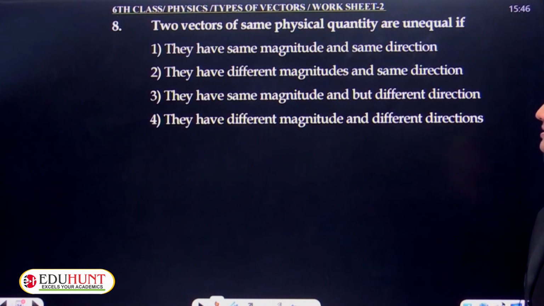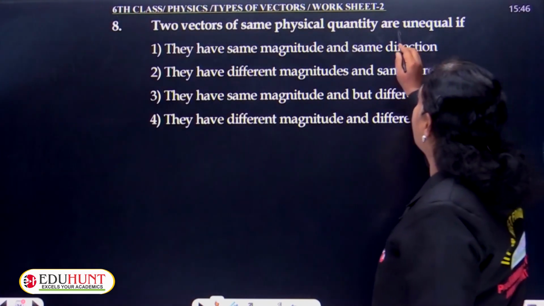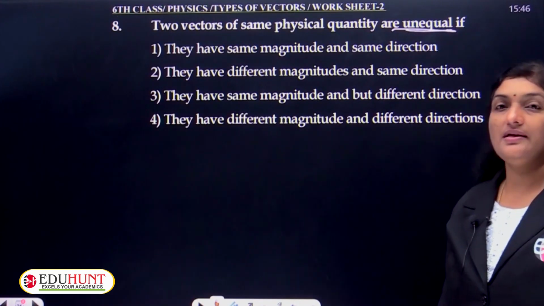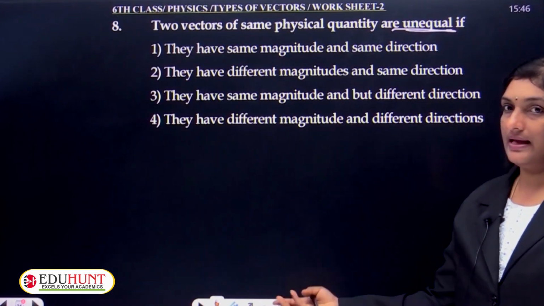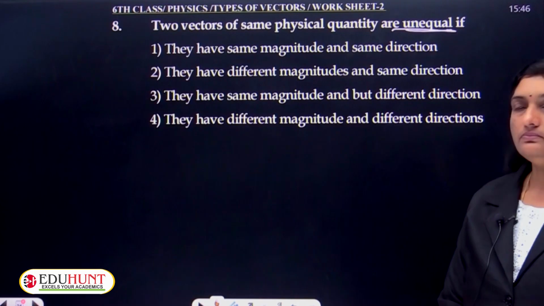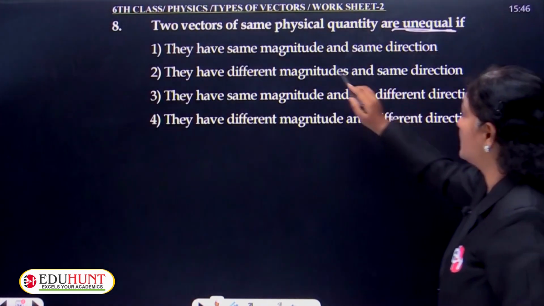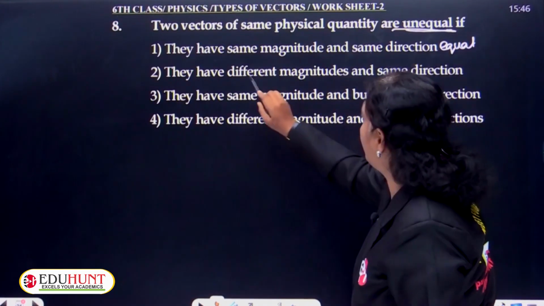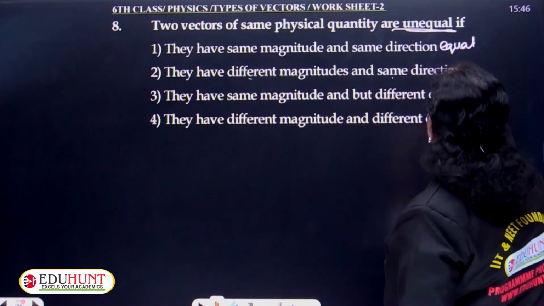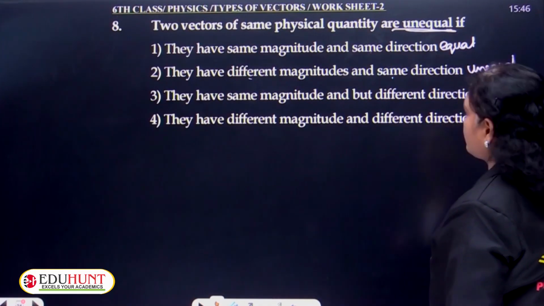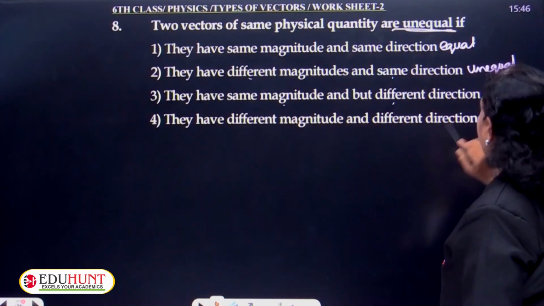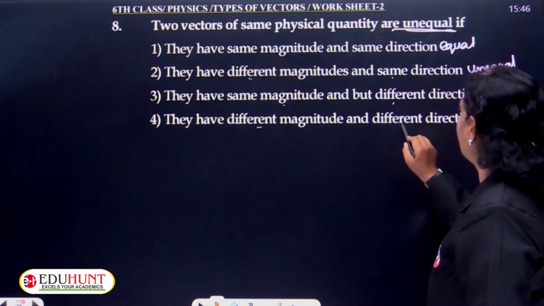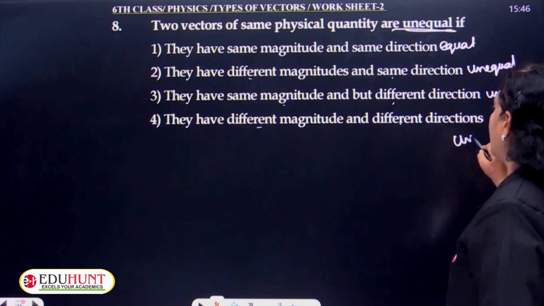What exactly was the question? Of the same physical quantity, which can be unequal? Either the magnitude is different or the direction is different. We can say that they both are unequal. So, same magnitude and same direction are equal vectors. Different magnitude and same direction, unequal. Same magnitude, different direction, unequal. Different magnitude, different directions, of course, unequal.